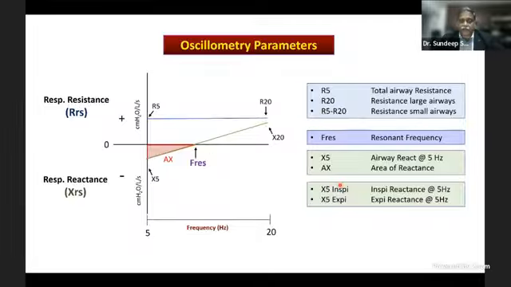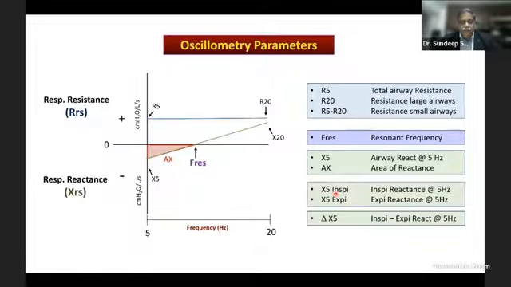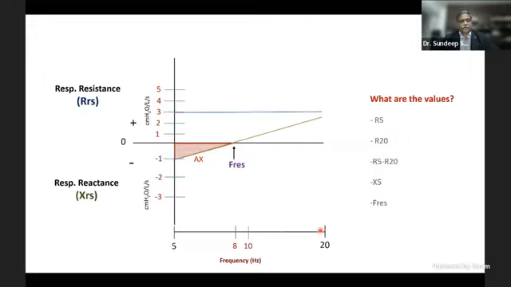In addition to that, there are 2 more parameters which I would like you to use in your interpretation: X5 during inspiration and X5 during expiration. I'll show you how useful these are in evaluating patients. X5 inspiratory minus X5 expiratory is called delta X5. So let's talk about it later.